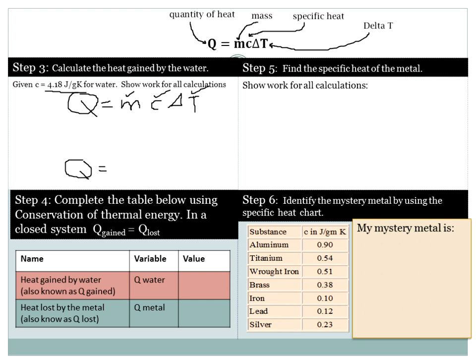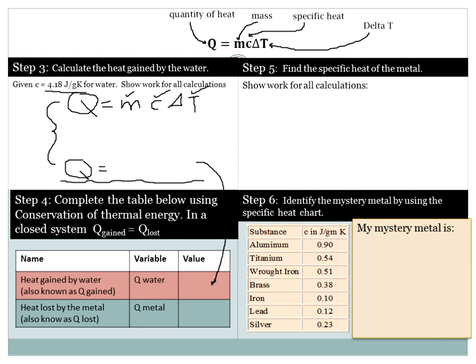So I would like to see your work here when you're working on this in your file. Show the substitution, show the algebra, and then show what your final answer is with the correct units. That value tells us how much heat the water gained. So that number will be inserted here.